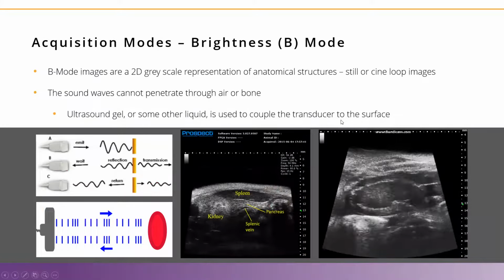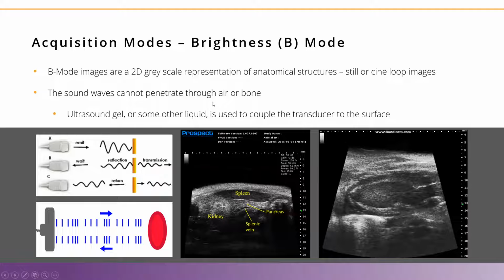So the first one that everyone talks about and everyone generally starts with is B mode or brightness mode. And this is simply a 2-dimensional grayscale image, which is going to represent the anatomical structures. We can acquire either a single still image, as we see here on the abdomen, or a movie or a cine loop of images, so where we want to be able to study how a structure is moving, such as the heart.